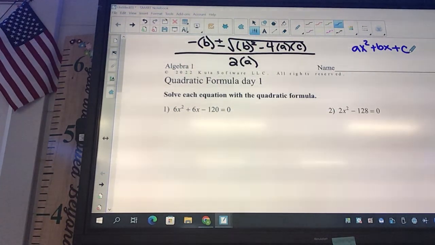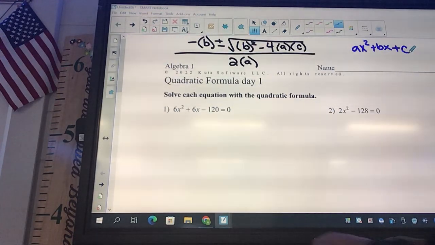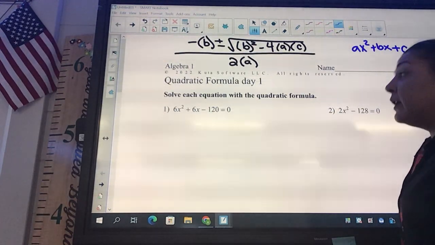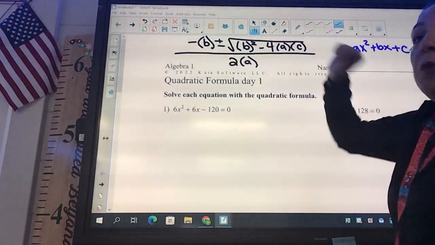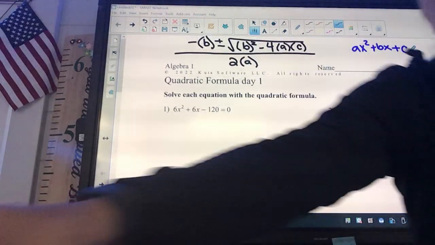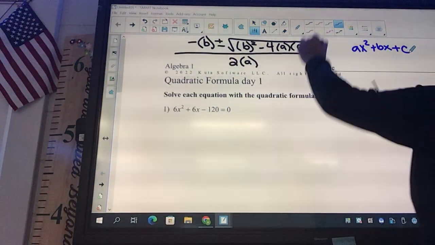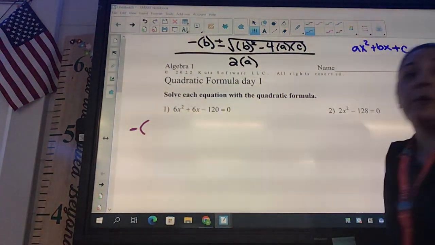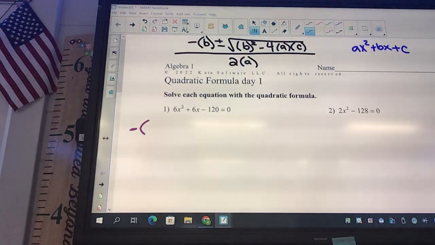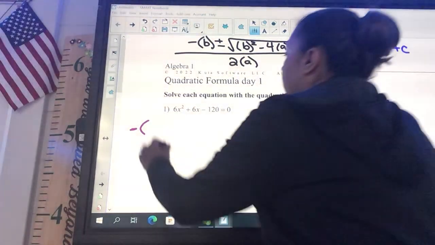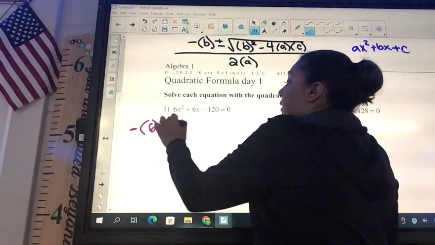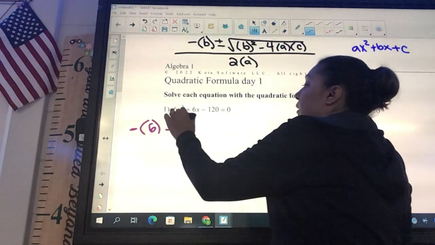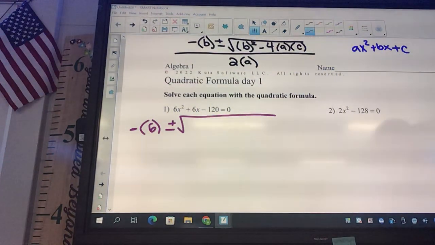So let's look at number 1. Every single part of your formula is going to have this 2 and this 4. They are part of the formula. So we're going to put negative, and now we have a parenthesis. What is our B? 6. Close your parenthesis. We got plus or minus the square root.